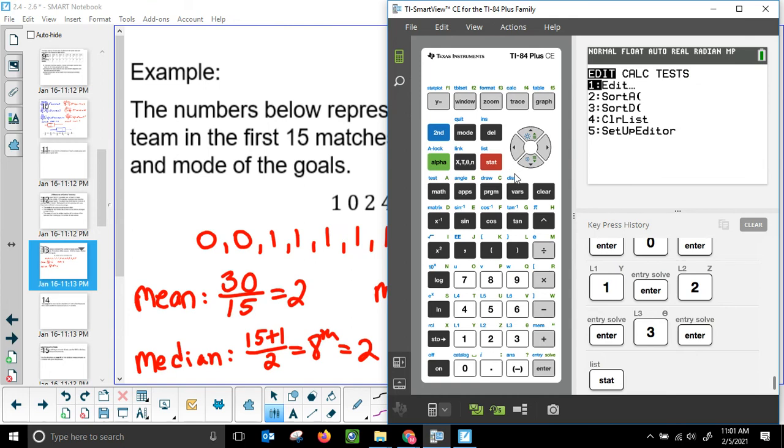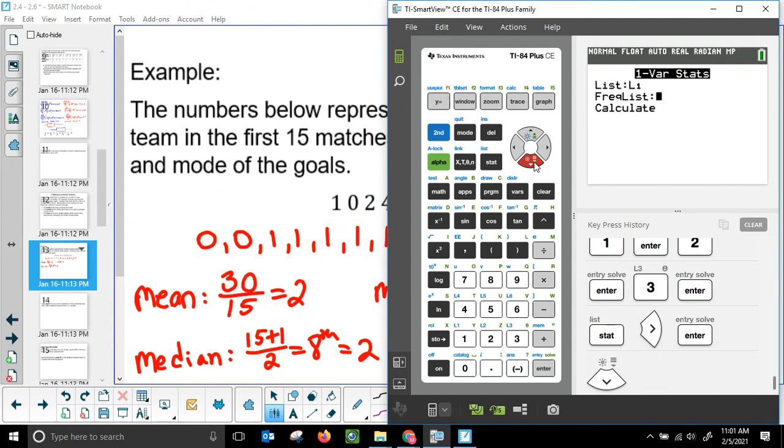If you go back to the stat option here, go over to calc for calculate, you'll see the first thing is this 1-bar stats. If you hit enter there, we have all of our entries in list 1. There is no frequency list, so you leave that blank. Come down here to calculate. This is all sorts of interesting stuff. This x bar, that is the mean, so my average is 2. That's what we found. We'll talk about some of this other stuff later.